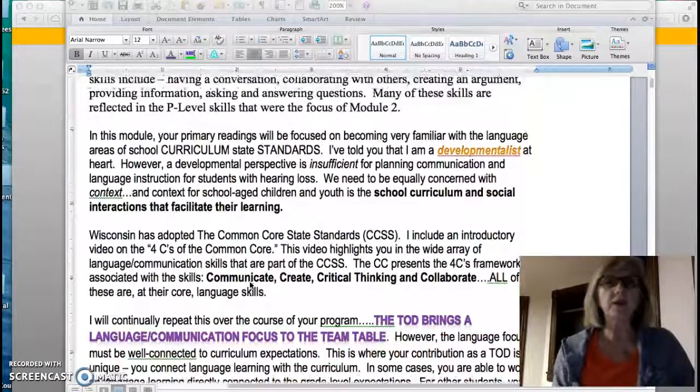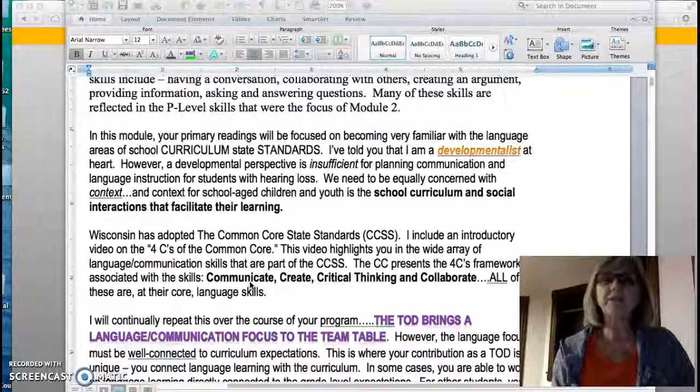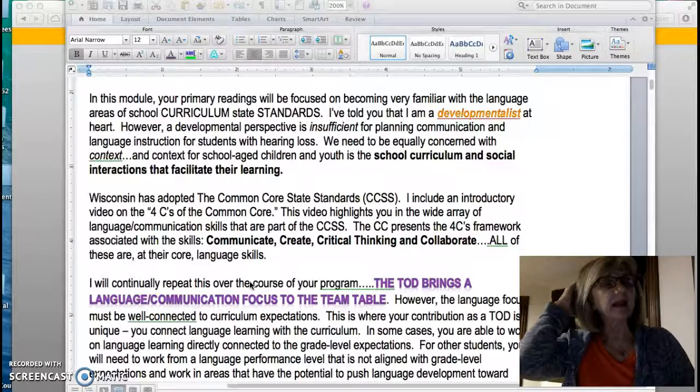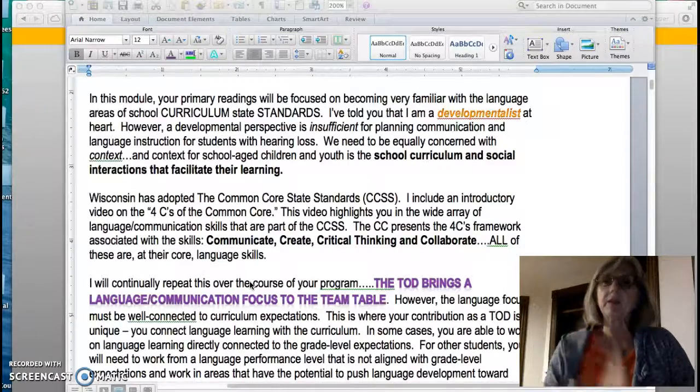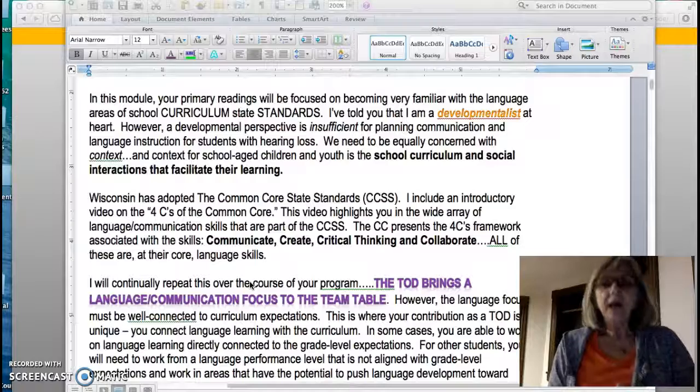So these are my notes, and this is one of the first things that you'll read. It does talk about the focus. It talks about the fact that I am a developmentalist. I like to look at language development and go for that next step, much like the P levels, P level 1, 2, 3, and 4. But in fact, we have to pay attention to the expectations, and that's where the standards come in.